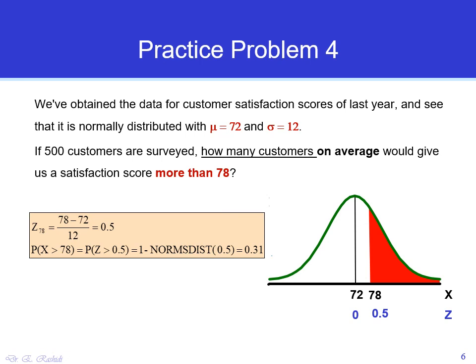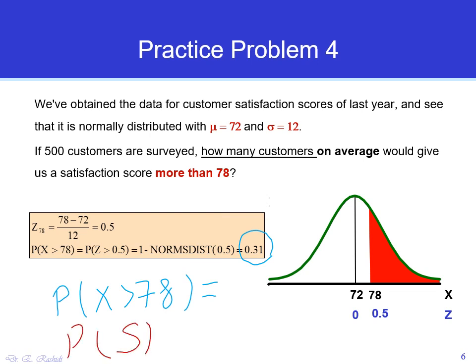So we find the probability equal to 0.31. So the probability that we get a satisfaction score more than 78, or the probability of success, is equal to 0.31. So this is the probability of success.